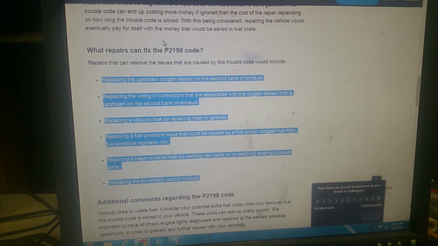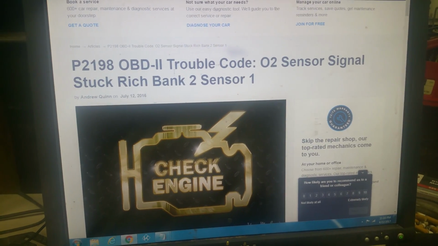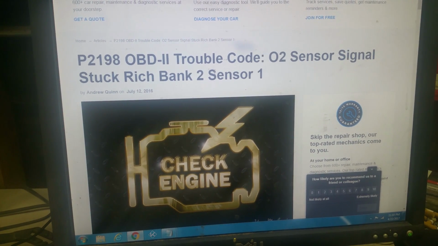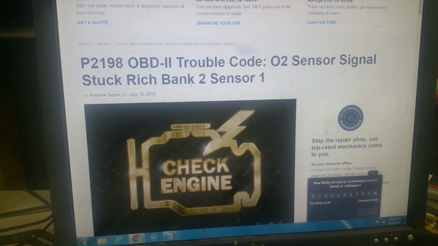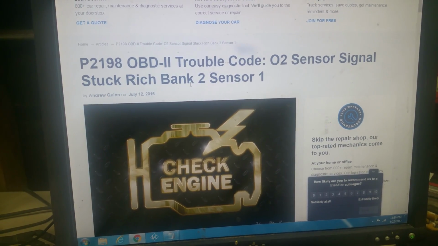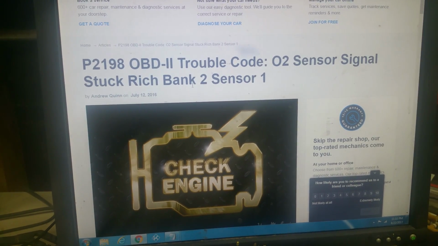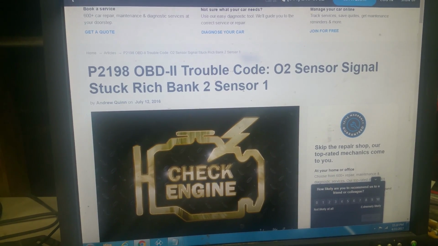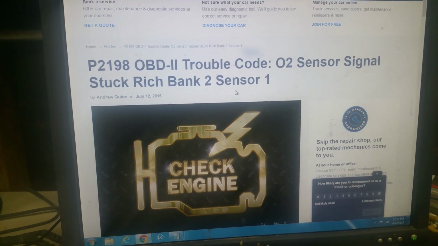In this scenario, I have a P2198 code, which shows right up here. What does the code mean? It is a P2198 OBD trouble code: O2 sensor signal stuck rich, bank 2 sensor 1. Bank 2, remember, is always opposite of the number 1 cylinder. So the head that has the number 1 cylinder on it would be bank 1. Sensor 1 would be the first sensor on that exhaust, and the second sensor would be sensor 2, bank 2 sensor 2, etc. I think you understand that.